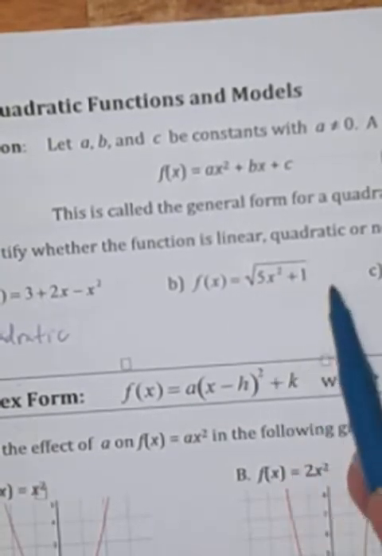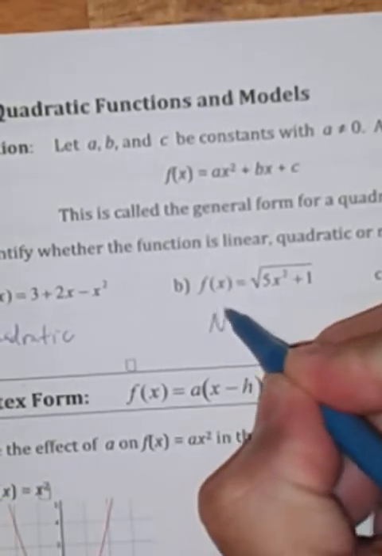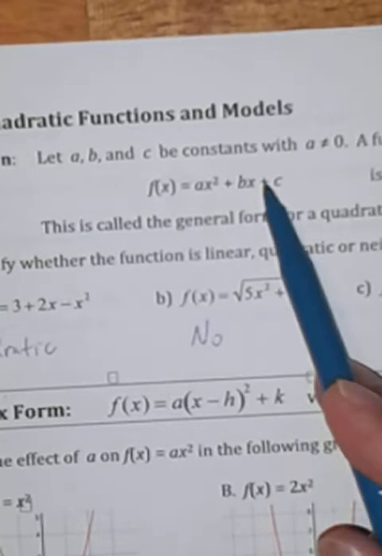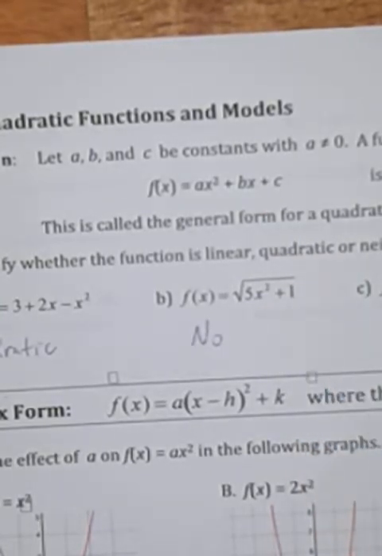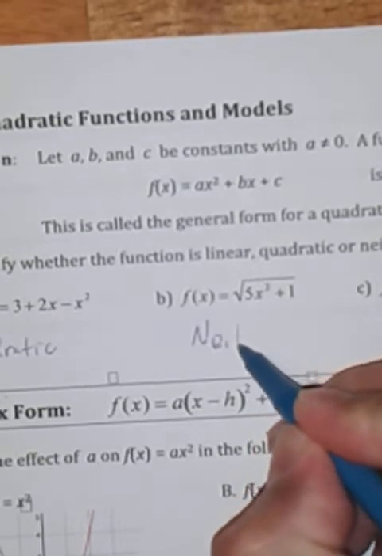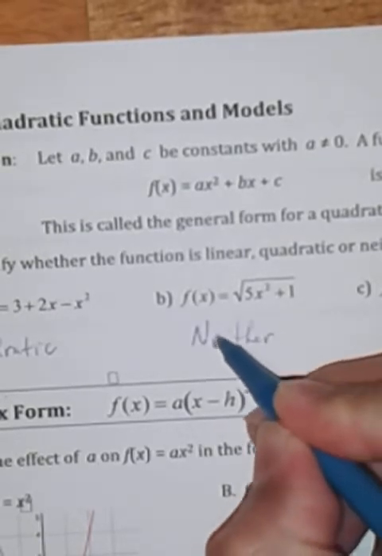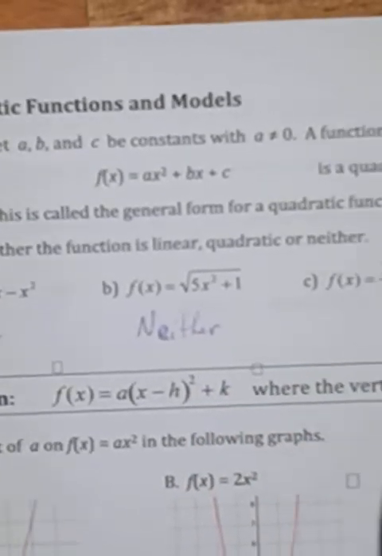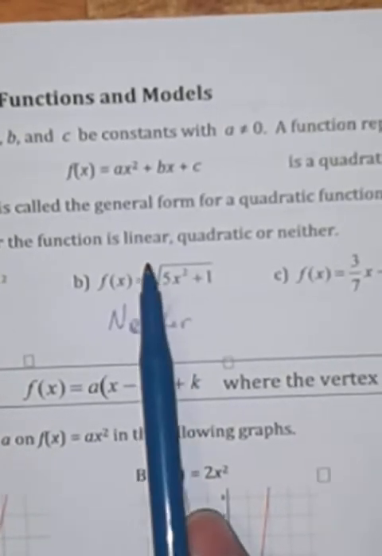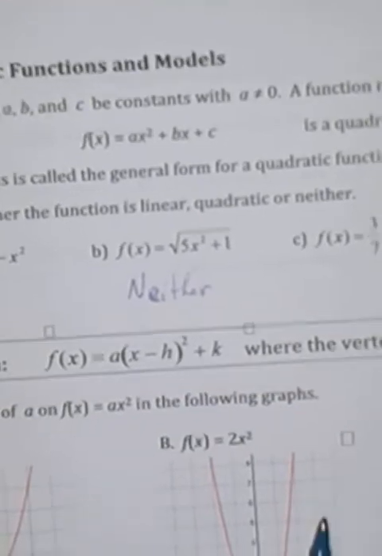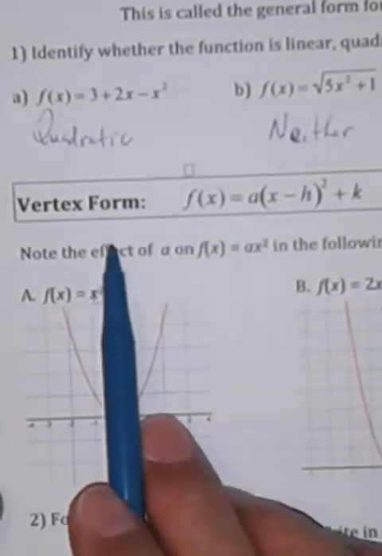Letter b, f of x equals the square root of all that. No, that is not written in that form. It cannot be written in that form either, and it is not linear. It's not f of x equals mx plus b. So it is neither. The other ones, when we're in class, we'll classify them as linear, quadratic, or neither for those two. All right, let's go on to the next part.